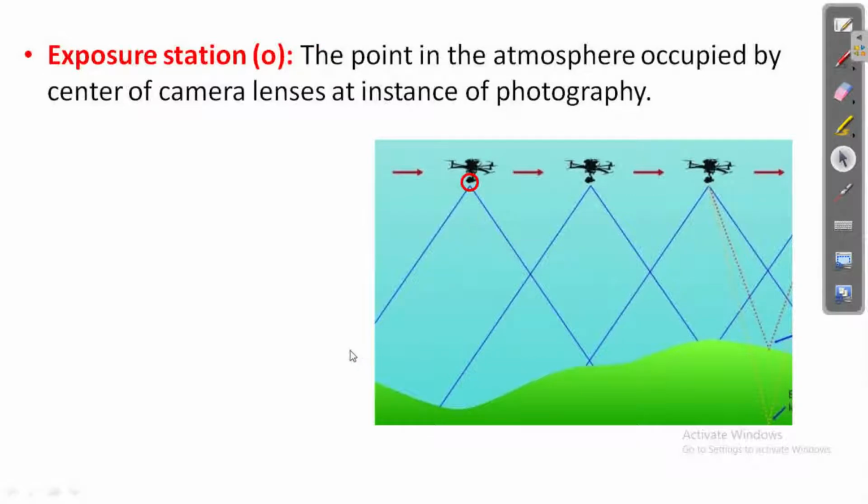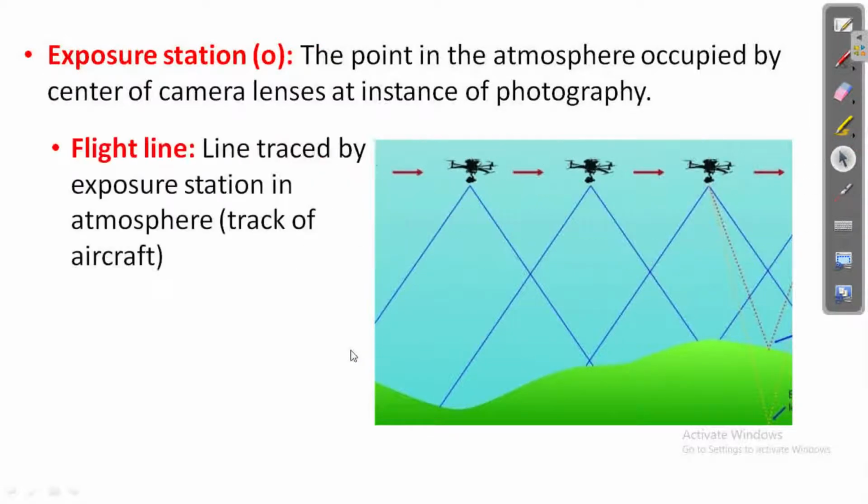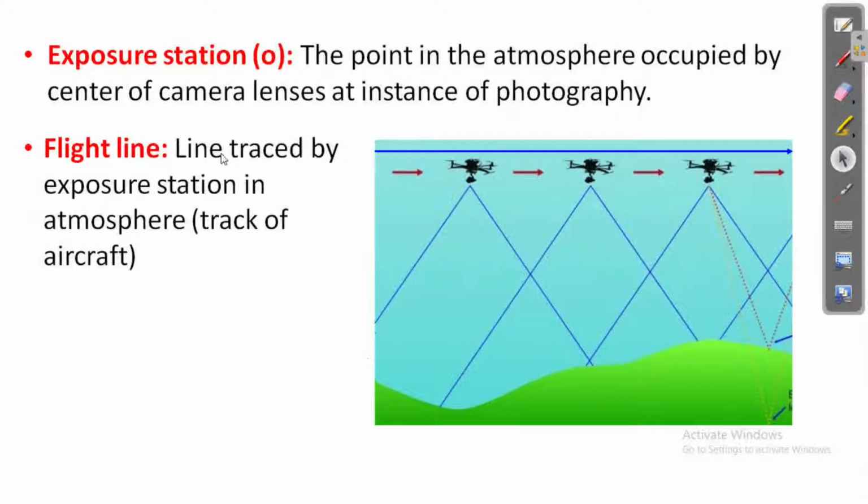The next important term in aerial photography is the flight line. Flight line is a line traced by the exposure stations in the atmosphere. It's a track of the aircraft. Flight line is the path of the aircraft during capturing of the photographs. If we connect every exposure station, the flight line will automatically be traced. The number of flight lines depends on the size of the area. Flight line is an important concept in aerial photography surveys.